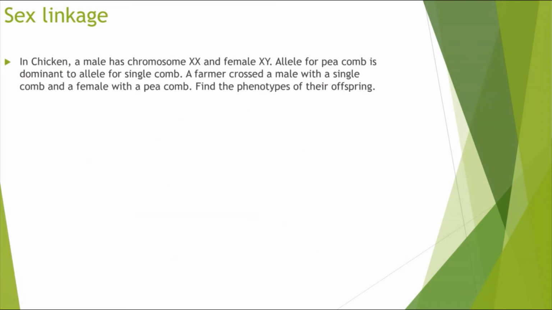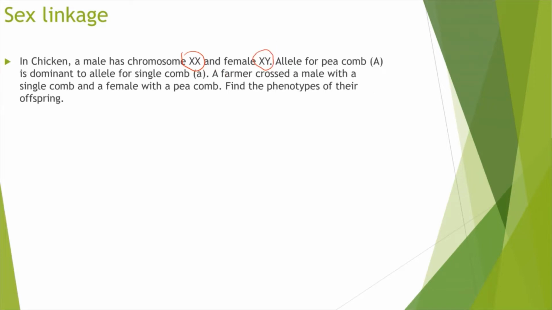Okay, so looking at another example. In this example, they've told me that in a chicken, a male has chromosome XX and a female has chromosome XY. Now this is what I was on about. So in this case, the chromosomes are switched around for this chicken, or this happens for any bird. So for a male we have XX, and for a female we have XY. So just watch out for this.